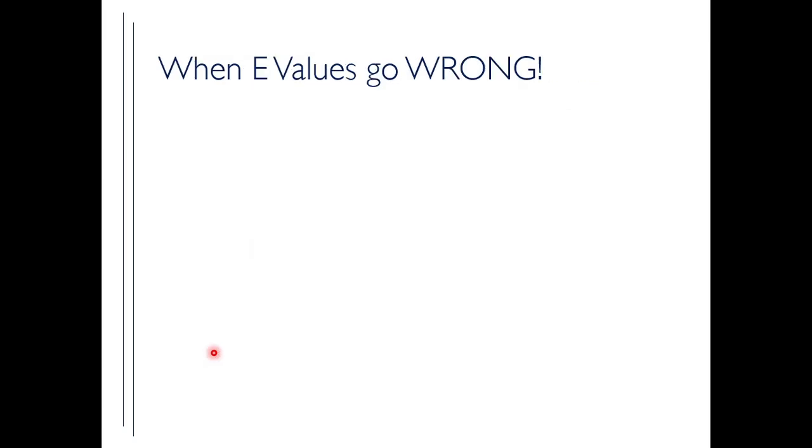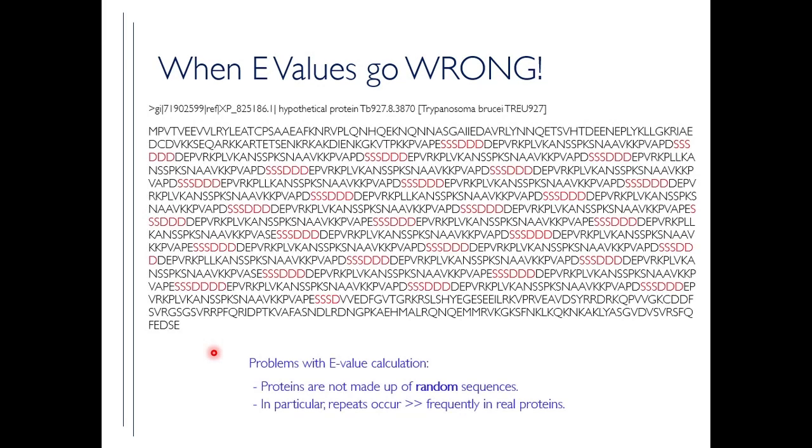It's worth just pointing out, though, that e-values can go wrong. So this is a protein sequence I found from trypanosomes. And what you can see is that the problem with trying to match this sequence is that there are a lot of repeating units of these amino acids. I've highlighted them in red. There are loads of them.